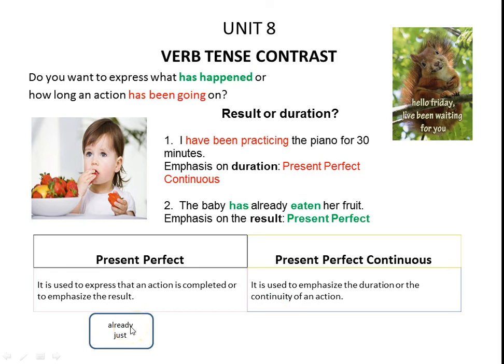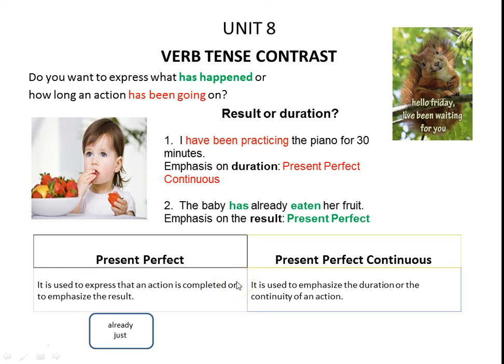We have two adverbs such as already and just. Already was used in the example with the present perfect. Those are used with the present perfect because they emphasize that the action was already done, using already, or just happened sometime before. One last example.